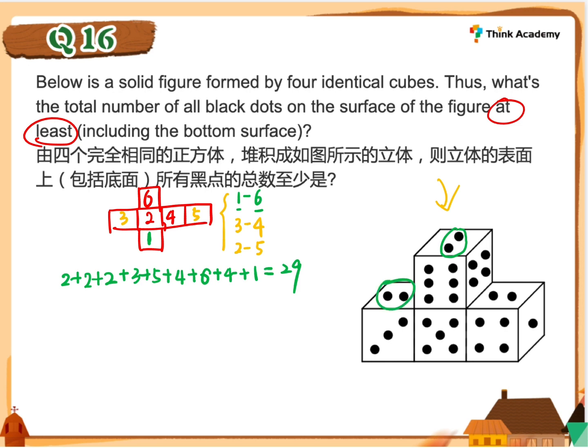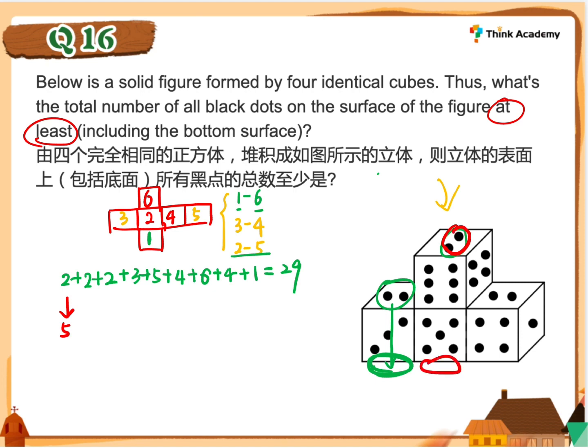You can see this 2. Yeah, we can calculate the opposite side of this 2. So because you analysis in this part, right? The opposite side of 2 is 5. So we know here the black dots at the bottom is 5. So you can write it down. It's 5. And then how about this 2?